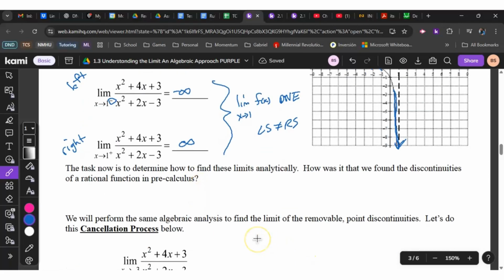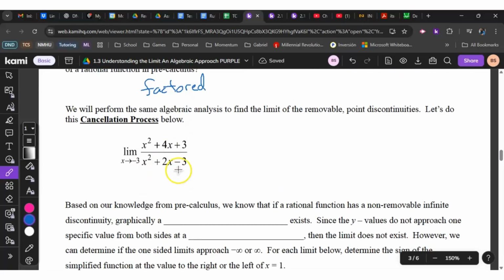Okay. So now we have to determine how we can find these limits analytically. If we didn't have the graph, what would we do? So how did you find discontinuities in a rational function in pre-calc or in algebra 2? You factored them. Exactly. Right? We had to factor. So that's exactly what we're going to do here. We're going to take that function and we're going to factor it.